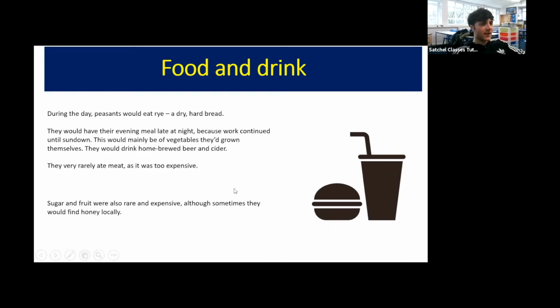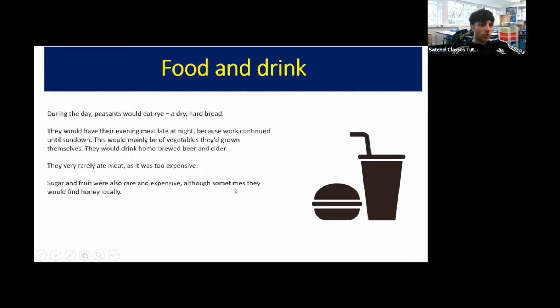It was too expensive. And it was the same for sugar and fruit. They were generally just too expensive and too rare for the peasants to have any access to them. Really, they were mainly sticking to their bread, their pottage, and their vegetable dinners. However, they could sometimes, if they were lucky, find a little bit of honey locally.